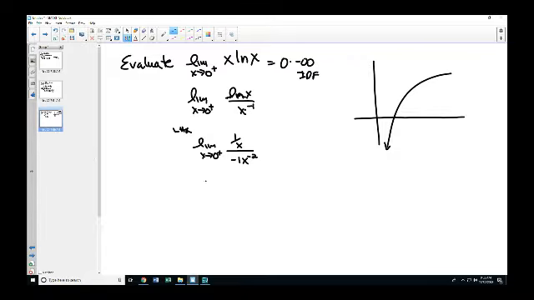Rewrite it, it'll make it a little bit easier. Right? Now, can you algebraically manipulate that? Well, I believe so, yes. How do I simplify that algebraically?